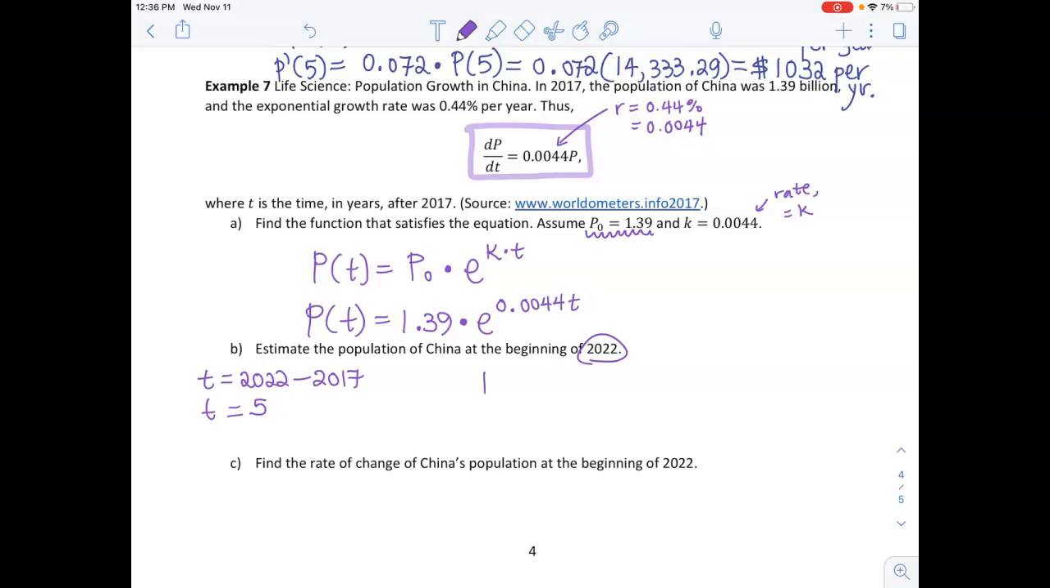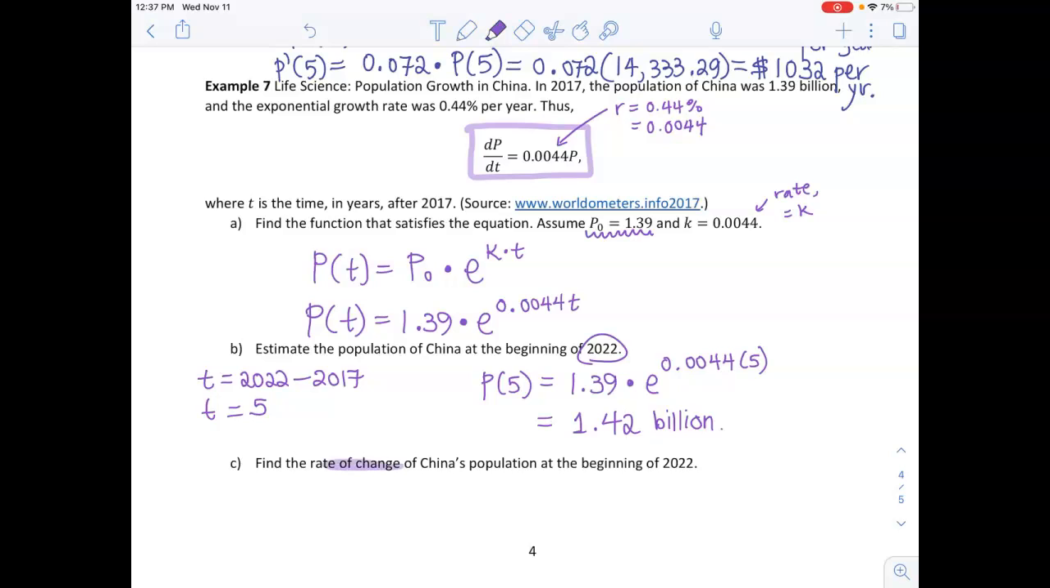Oh my goodness. All right, so t is 5, you guys. So we're going to plug 5 into this function. What is P of 5? 1.39 times e raised to the 0.0044 times 5. So 5 years later, how many Chinese are we going to have in this world? 1.39 times e raised to the 0.0044 times 5. I got 1.42 billion Chinese. Okay, so the estimate of the population of China is going to be 1.42 billion if they follow this growth pattern, if this continues.